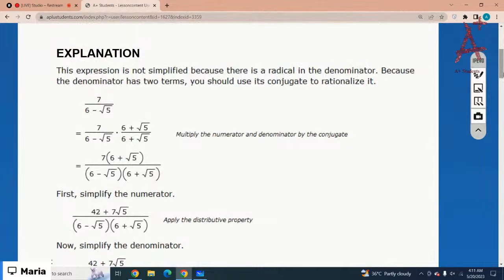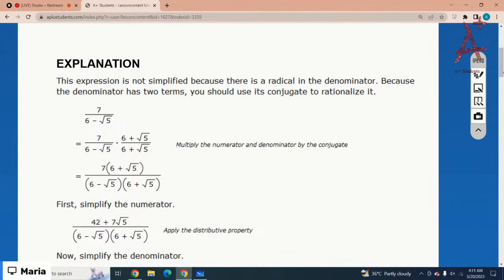Because the denominator has two terms, you should use its conjugate to rationalize. Conjugate means you have to multiply and divide with the same term with opposite sign. Like 6 and square root 5 are the same, just their sign is different. Here you have a negative sign, so you multiply by the positive sign. So when you multiply, it would be 7 times 6 plus square root 5, and you can write it as 6 minus square root 5 and 6 plus square root 5. Got it? You can apply the distributive property to the denominator.